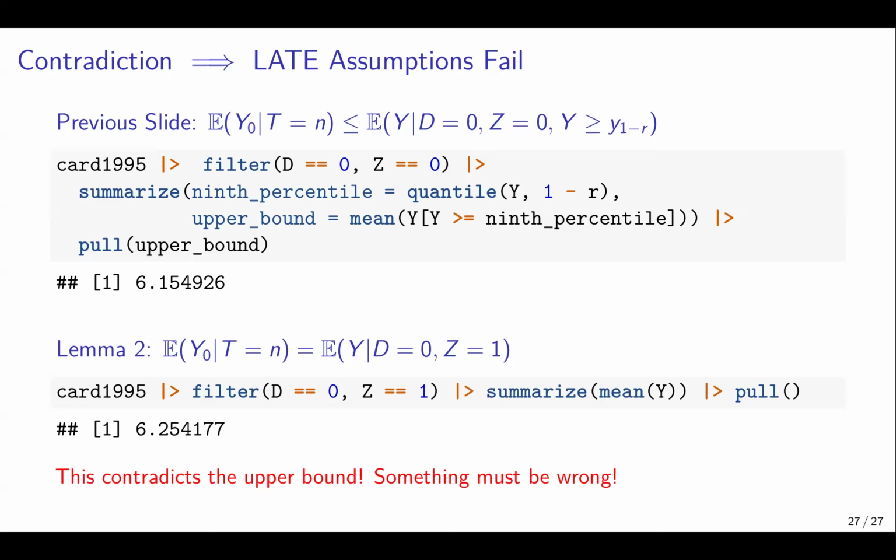How can I do that? Well, first I'm going to take the card data. I'm going to filter such that I only keep the observations where d is 0 and z is 0. Then I'm going to compute the 90th percentile here. That's this quantile of y, the 1 minus r quantile. And now I'm going to compute the average of y for the observations of y that are greater than or equal to that percentile, and I'm going to pull it out.